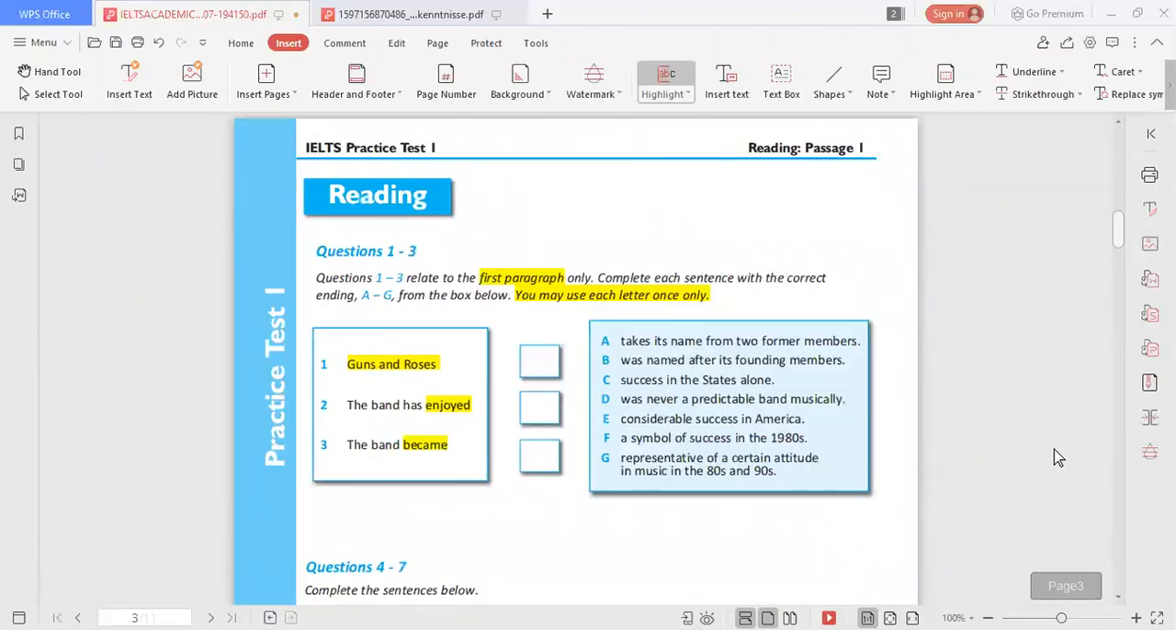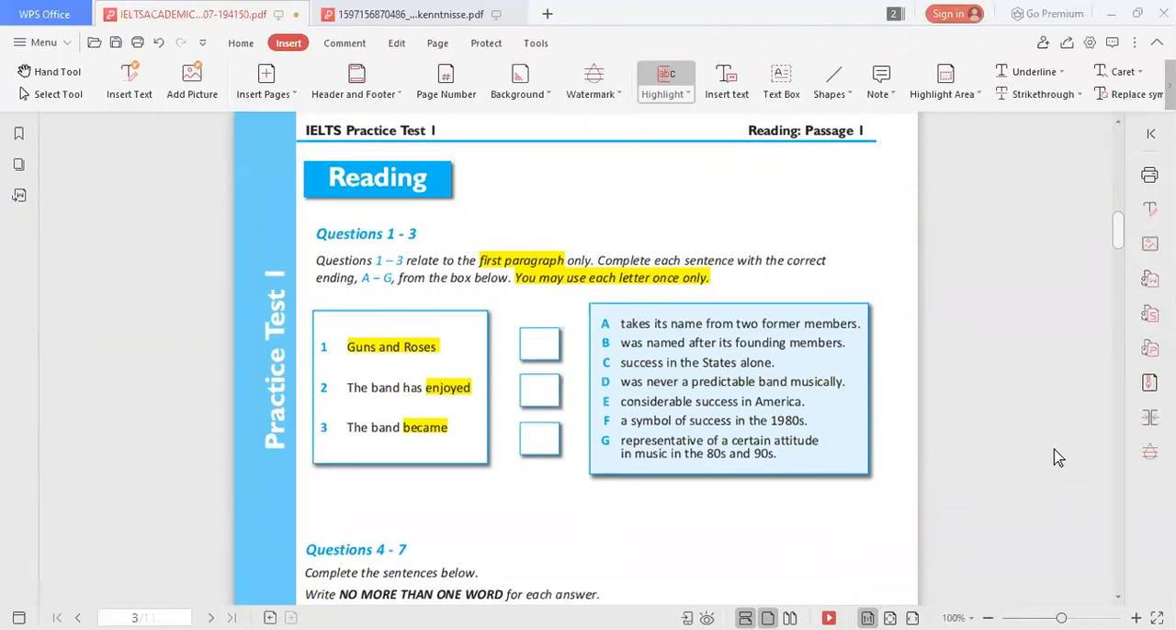So what you want to do is just read the title, get a gist of what it's about, and then move straight to the questions. So we move straight to the questions, and we try and work our way back. So for questions 1 to 3, you're going to relate it to the first paragraph only. Or if you're lucky, the paragraph number is stated. So in this case, first paragraph. So you want to go ahead and highlight it because it tells you where to look.